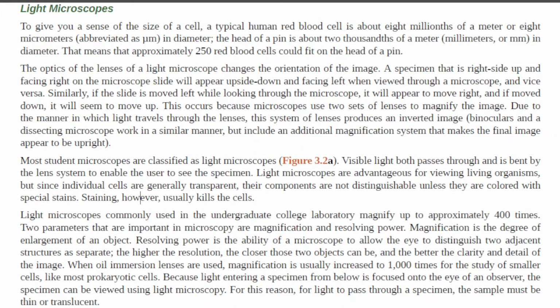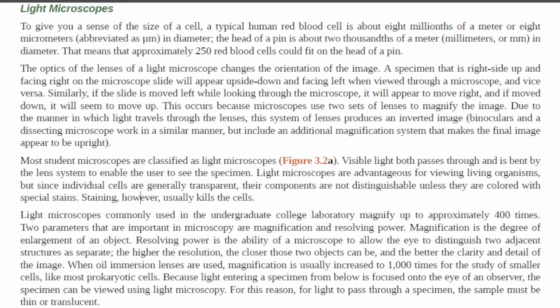Two parameters that are important in microscopy are magnification and resolving power. Magnification is the degree of enlargement of an object. Resolving power is the ability of a microscope to allow the eye to distinguish two adjacent structures as separate. The higher the resolution, the closer those two objects can be, and the better the clarity and detail of the image.